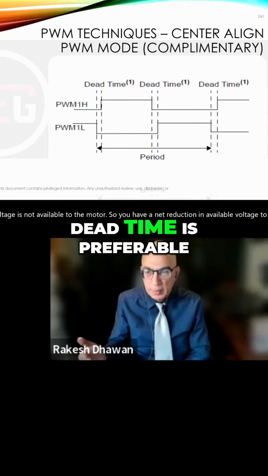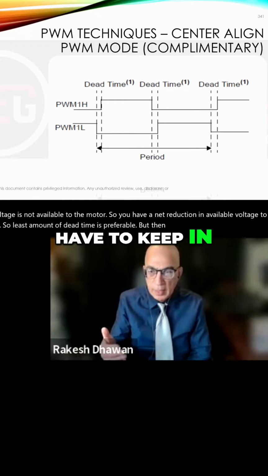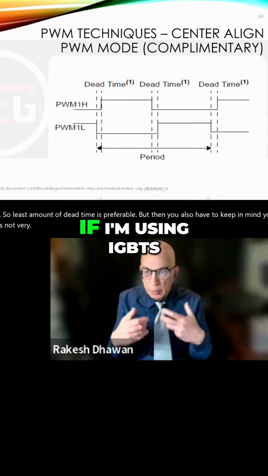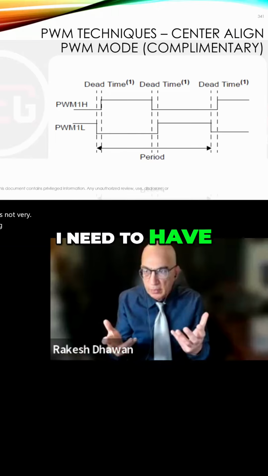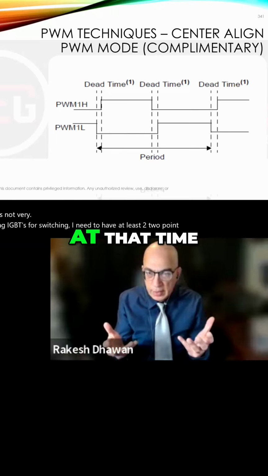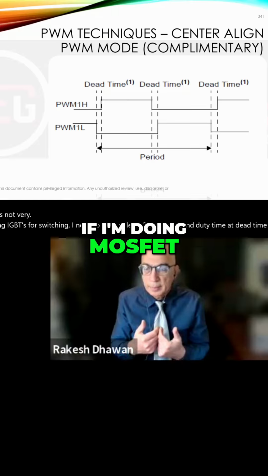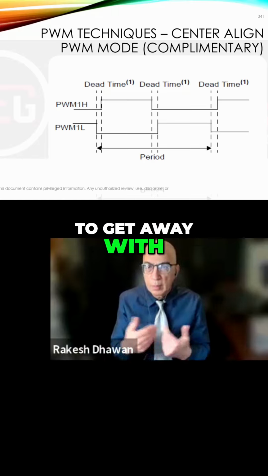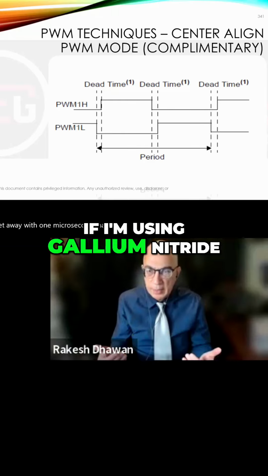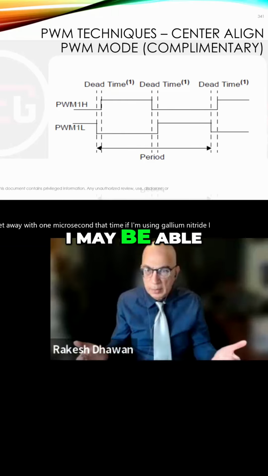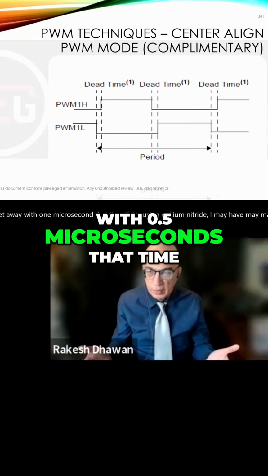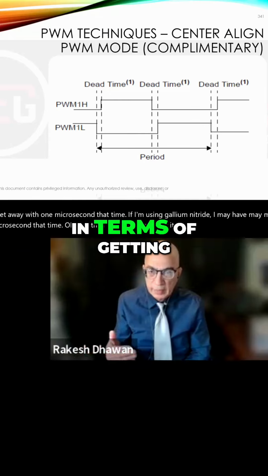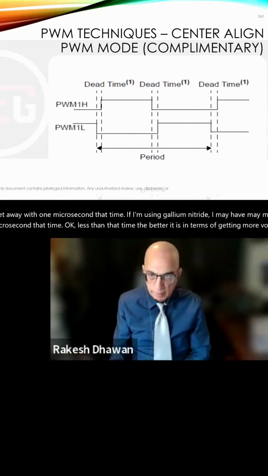So least amount of dead time is preferable, but then you also have to keep in mind your switching. If your switching is not very fast, for example, if I'm using IGBTs for switching, I need to have at least 2.5 microsecond dead time. If I'm doing MOSFET, I may be able to get away with 1 microsecond dead time. If I'm using gallium nitride, I may be able to get away with 0.5 microsecond dead time. Okay, the less than that time, the better it is in terms of getting more voltage available to the motor.